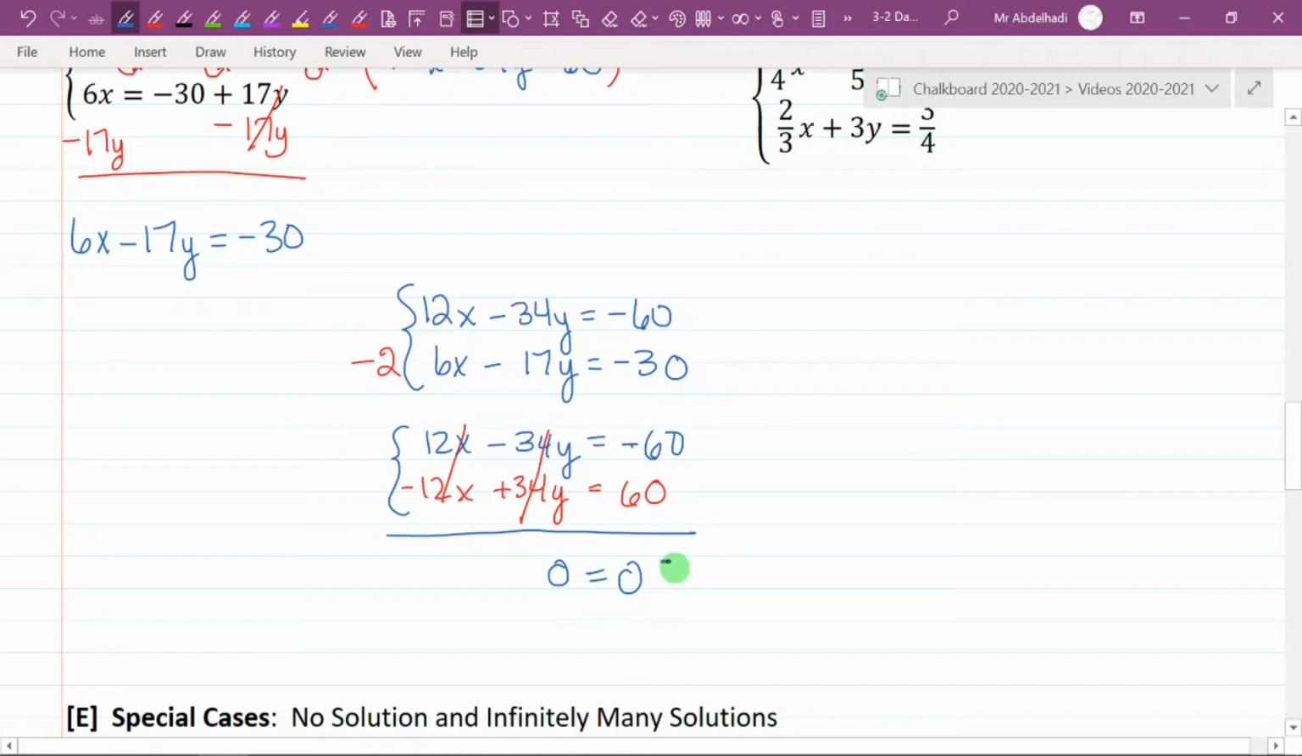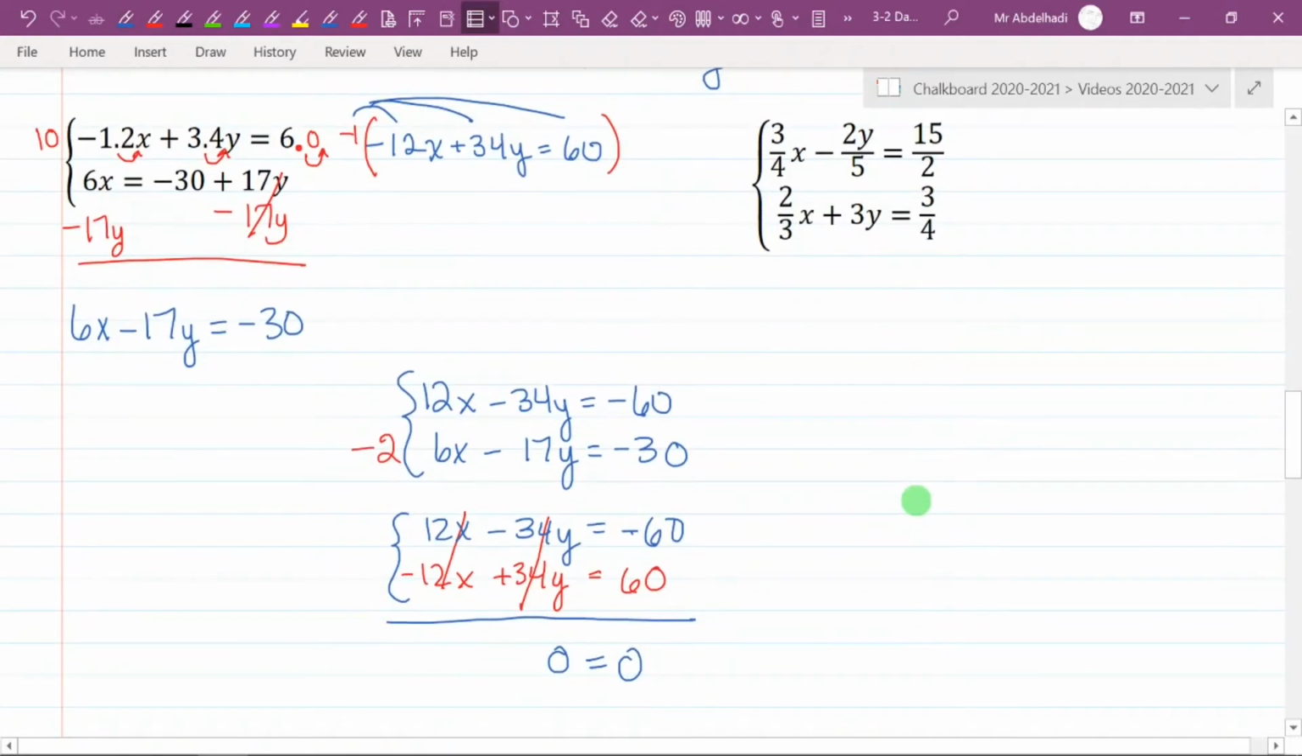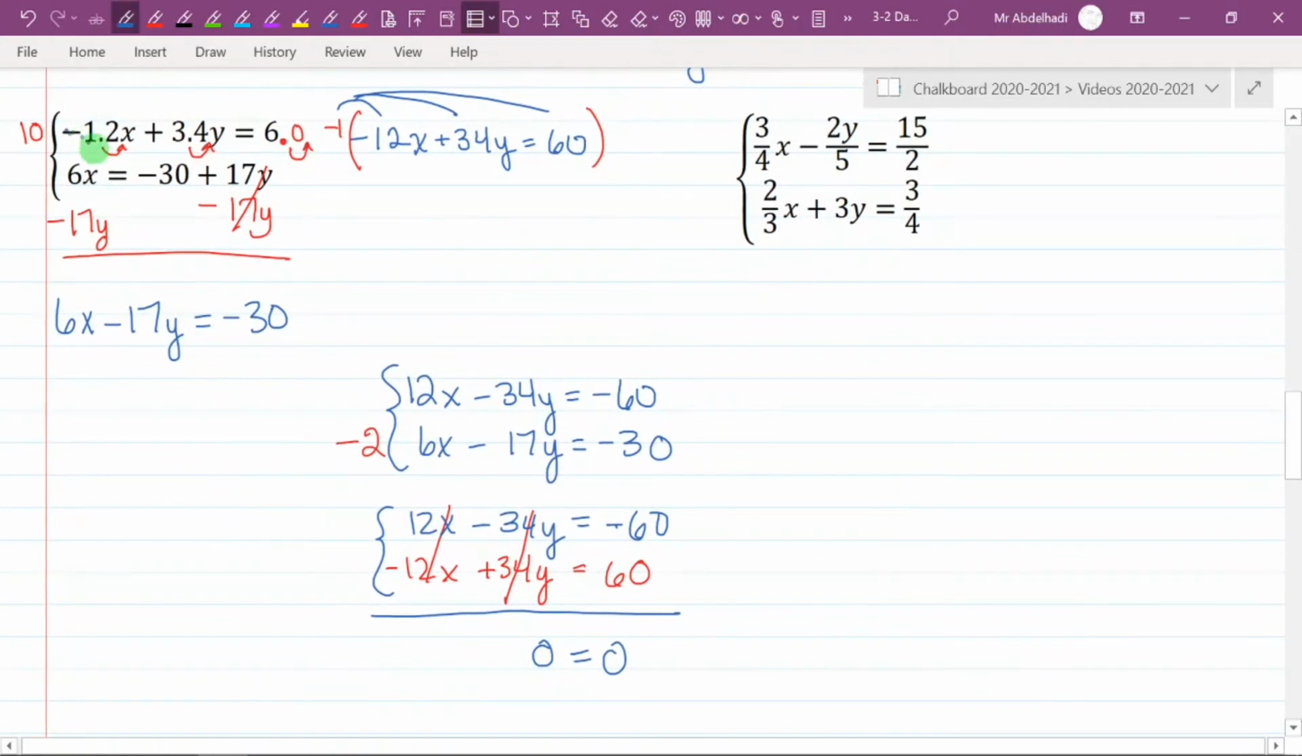You might think, well, that means no solution. Actually, that means the opposite. What that actually means is that the two equations here, when you graph them, the lines are the same line. This is what's called an identity, which means that they're the same line.